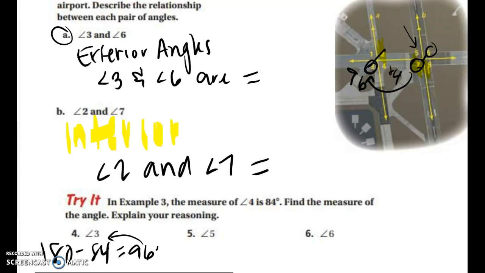Angle 5 is over here. And so we are going to try to figure out how we can get to angle 5 from knowing that 4 is 84 and 3 is 96. So these two, just like 2 and 7 are interior angles, so are 5 and 4, which means that 5 and 4 are also equal. And I want you to do 6 on your own.